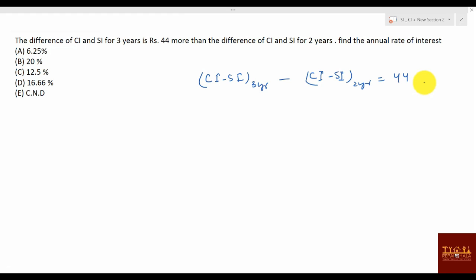When you have the ratio only, you can find it. But here the ratio is not given, so this cannot be determined. And remember the standard one: CI minus SI for 3 years, when you divide by CI minus SI for 2 years, whatever ratio comes, then only you'll be able to find the rate of interest. But here the ratio is not given. There's no other relation between CI minus SI for 3 years and 2 years for finding the rate of interest other than the ratio method. So this one is cannot be determined.